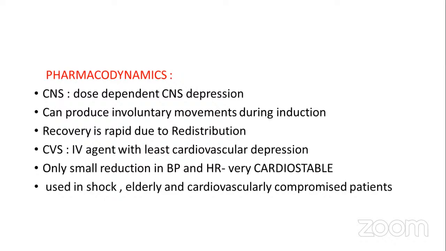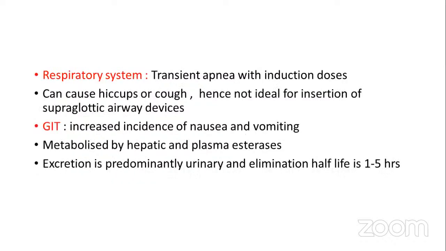Its specialty is that it is an IV agent with the least cardiovascular depression and is the most cardiac stable, because we see only a small reduction in BP and heart rate. Used in shock, elderly, and cardiovascularly compromised patients, as it is the most cardiac stable. Etomidate causes transient apnea with induction doses. It can cause hiccups or cough, hence not ideal for insertion of supraglottic airway devices like LMA or iGel. We see increased incidence of nausea and vomiting with Etomidate.